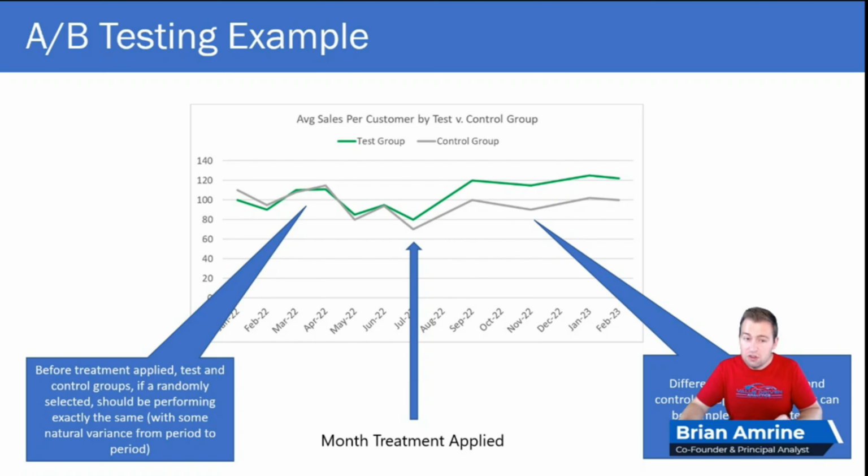So just visually looking at this, I would be pretty confident about saying that the treatment had at least some impact on average sales per customer. This is a great visual to show to an executive to prove that this treatment had an impact.